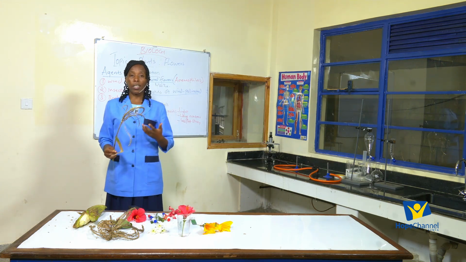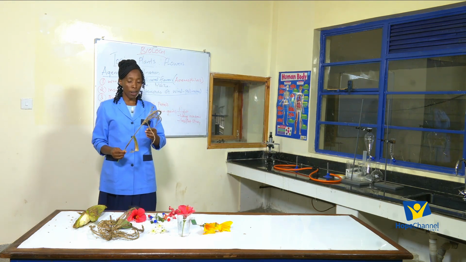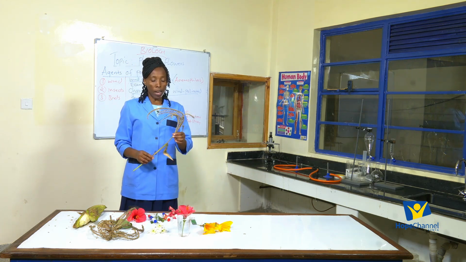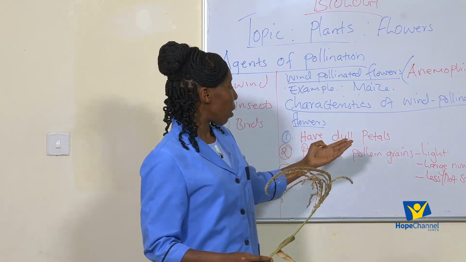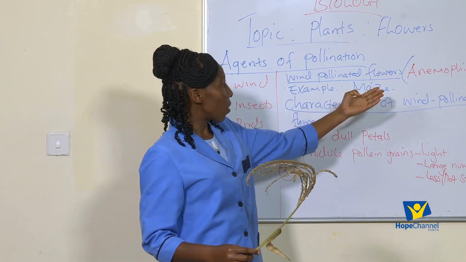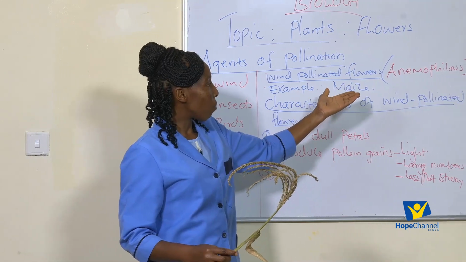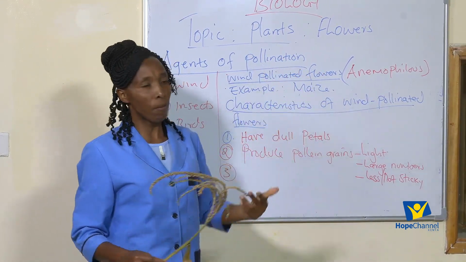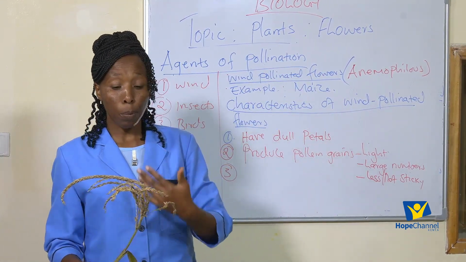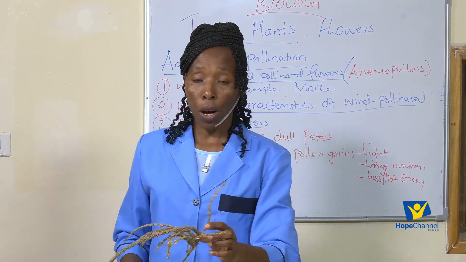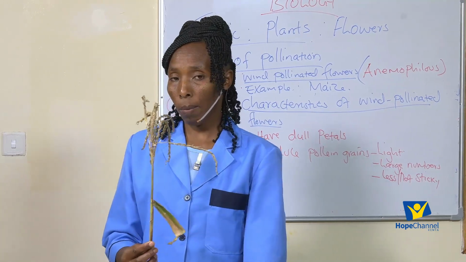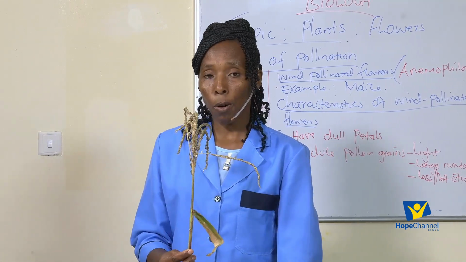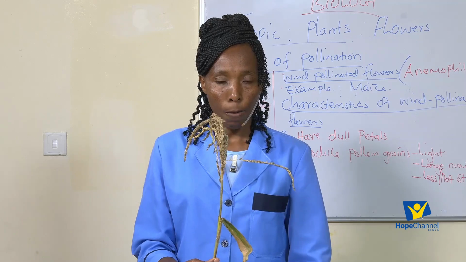So basically for today, we have discussed the definition of pollination, types of pollination, and how flowers that are pollinated by wind are adapted. And we have said the wind-pollinated flowers are also known as anemophilous flowers because they are pollinated by wind. And we have given a maize flower as an example of a wind-pollinated flower.